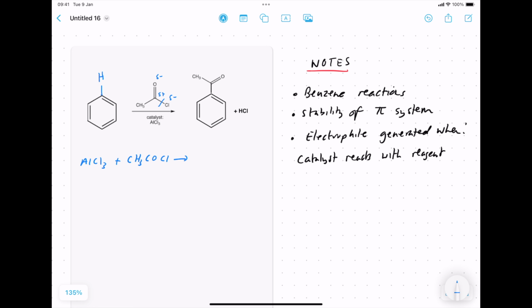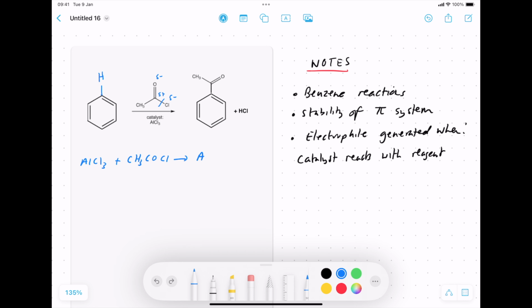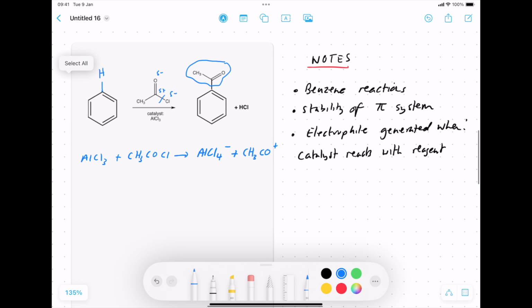So the chlorine is taken on by the catalyst to produce AlCl4 minus. So it takes the electrons from the covalent bond, plus the electrophile, which is this bit. So what is that? It is CH3CO. So that's what it looks like in an equation. So let's take a look at the mechanism now.